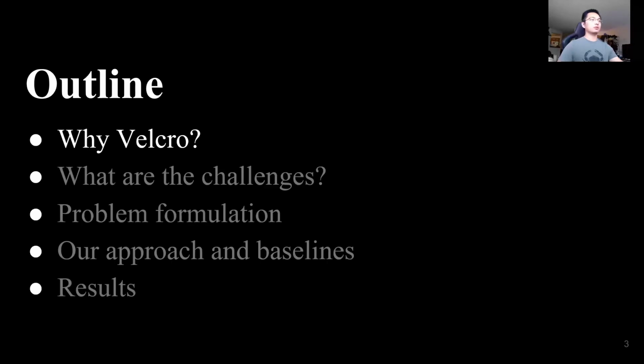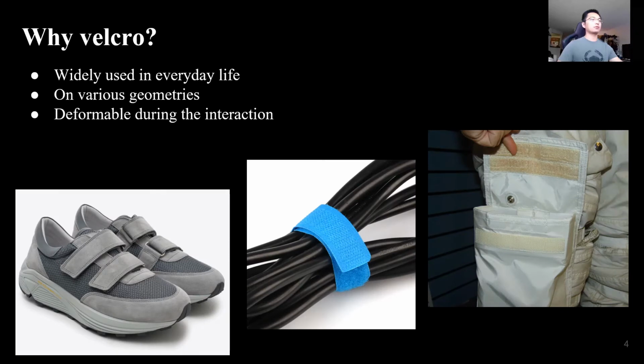To begin with, why do we choose to study Velcro? First, it is widely used in our daily life. We have it on shoes, clothes, cable ties, and etc. For humans, because of our rich tactile sensing capabilities and the dexterity of our hands, we can open these deformable Velcros on various geometries, even with our eyes closed. So we want to know, is it possible for robots as well?